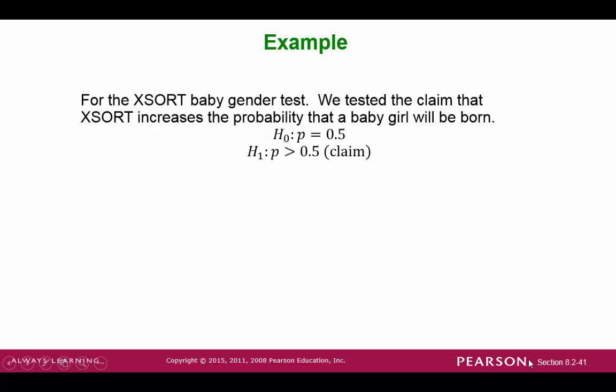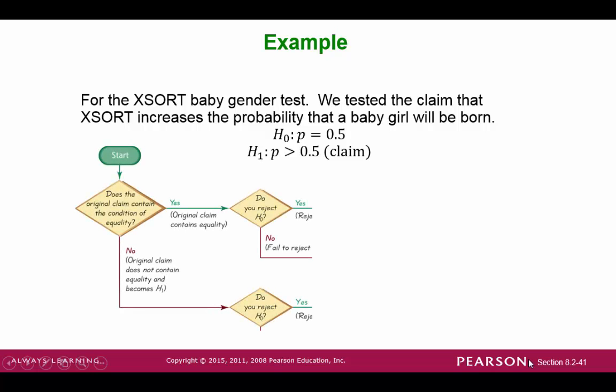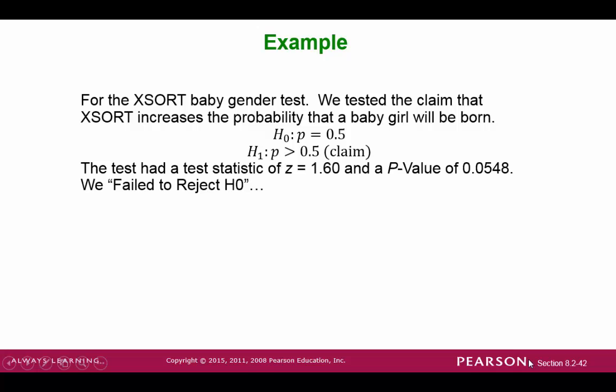Let's finish our example. For this, we've found that our null hypothesis was p equals 0.5. Our alternative hypothesis was p is bigger than 0.5, and that is our claim. And so because our claim does not contain a condition of equality, we would go to this next decision box. This box is asking if we rejected or failed to reject the null hypothesis. In our case, we failed to reject the null hypothesis.